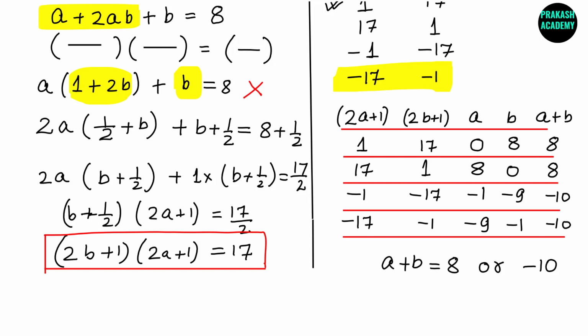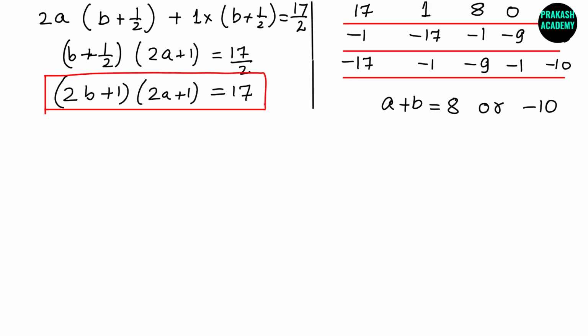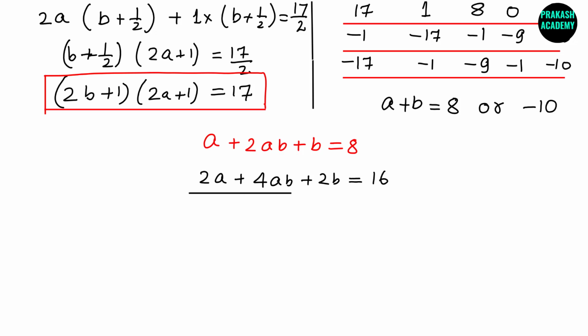There can be an alternative approach of factorization also, at the first step only. If you don't like these steps with the half, then we can have another approach. The initial problem is a + 2ab + b = 8. What we will do is multiply throughout by 2. So we will have 2a + 4ab + 2b = 16. Now take 2a common here. If you take 2a common, you will have 1 + 2b.